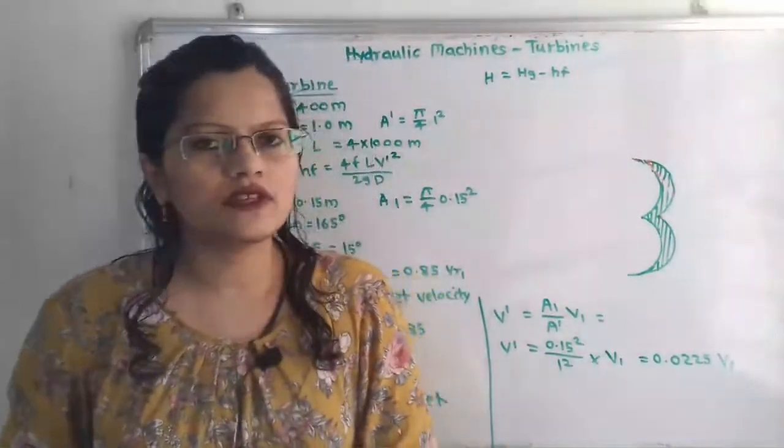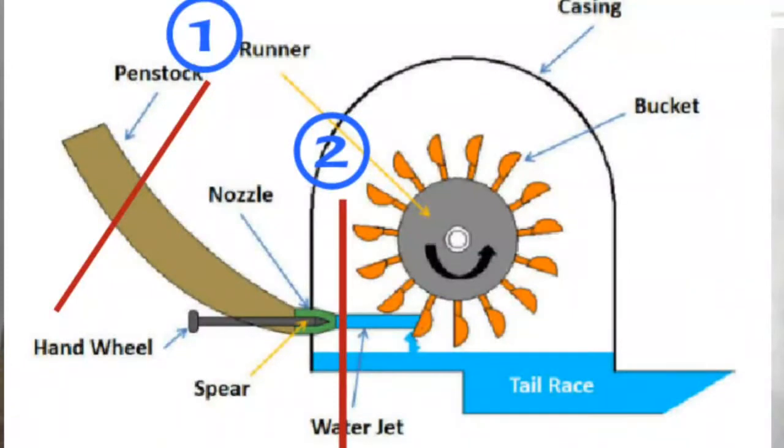Now if we observe the diagram, from the penstock the water enters into the nozzle and then it forms a jet. So how do we find this velocity? For that we will apply the continuity equation. When the water enters from the penstock to the nozzle, what is happening? The diameter is getting decreased.